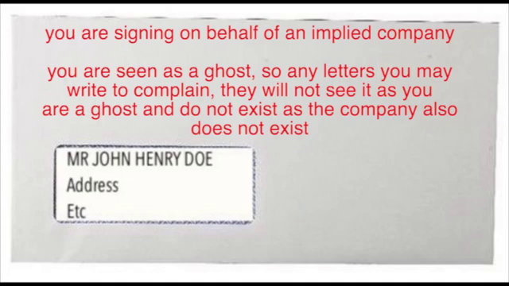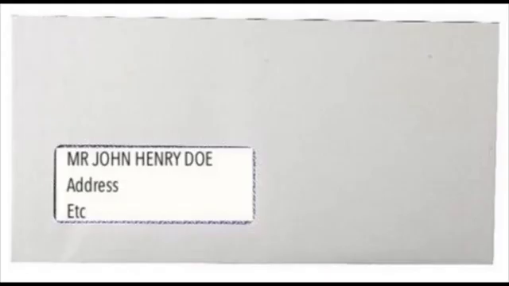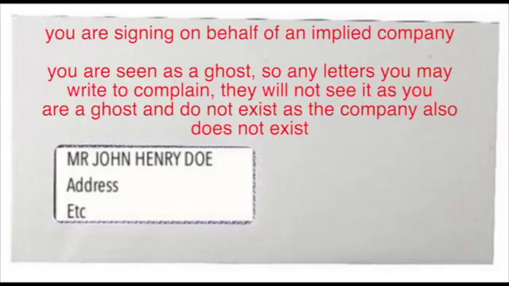You didn't sign up for it. Your mum put your name into the system. You haven't gone and claimed your name back from the system. You are acting on behalf of the company as its director. Implied director, yeah, because you're still a child.